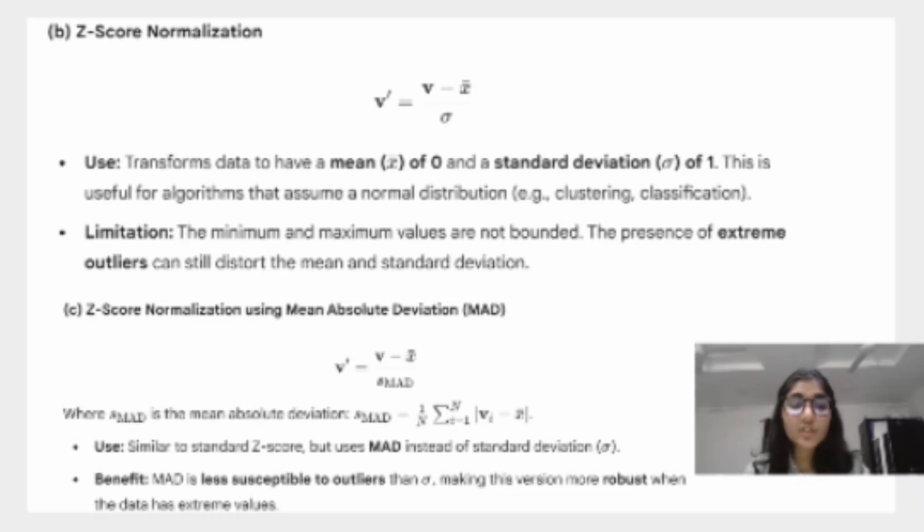The C is z-score normalization using mean absolute deviation, that is MAD. So V dash equals V minus x bar upon MAD.